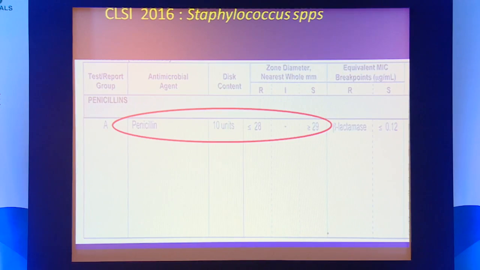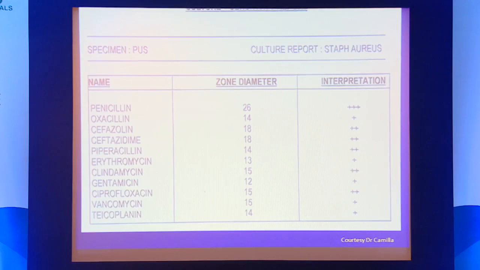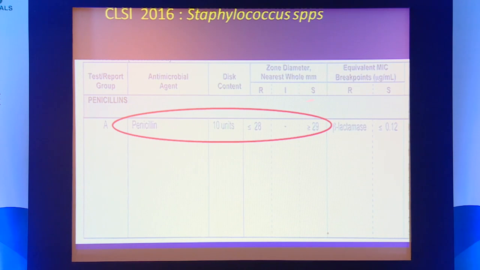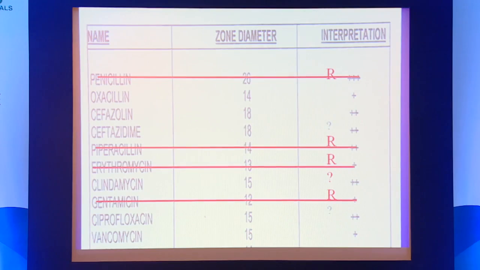It is very difficult because zone diameters, unless the laboratory tells it is sensitive or resistant, you cannot interpret it. To give you an example, penicillin may appear very susceptible because there are 3 pluses, but penicillin, unless the zone is more than 29, is not sensitive. So please don't make your own conclusions with the report. You need to get the lab report. So which means penicillin is resistant, piperacillin, erythromycin, gentamicin is resistant.